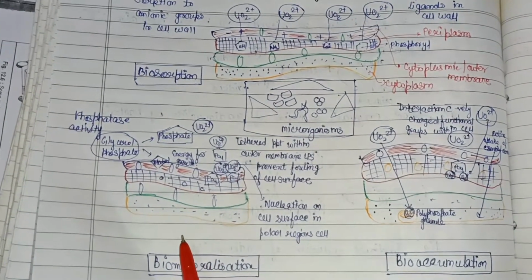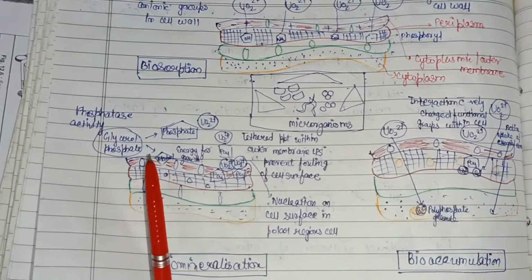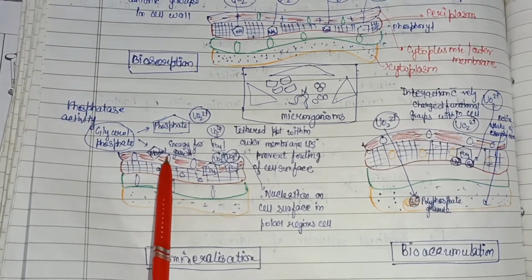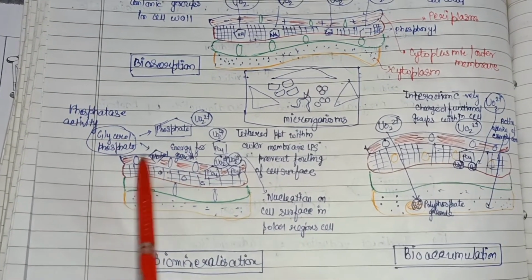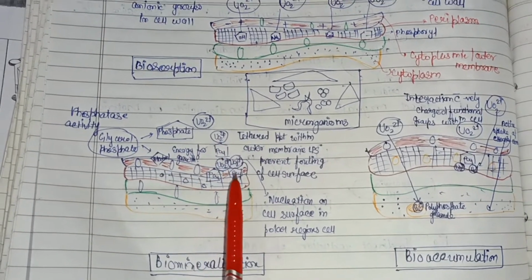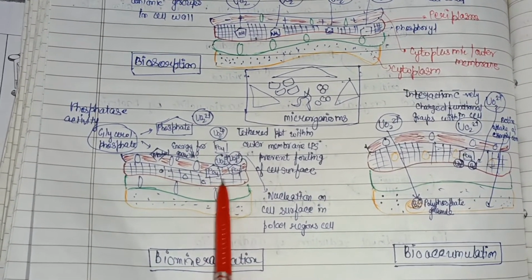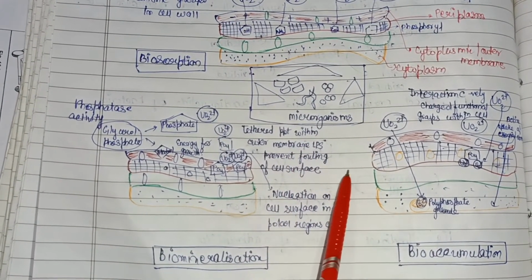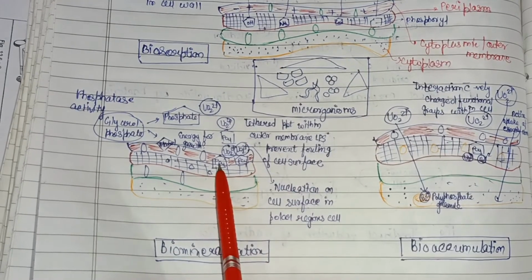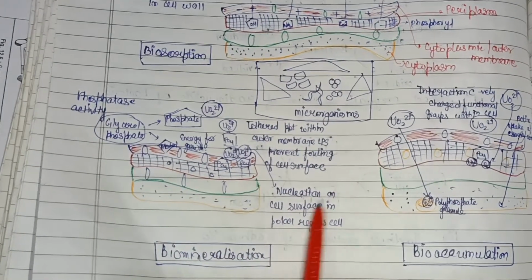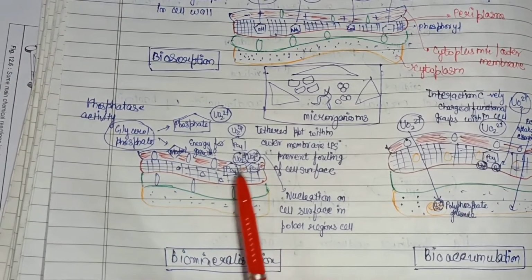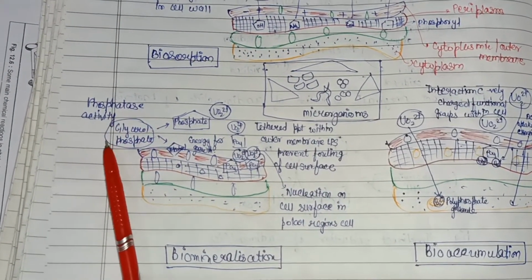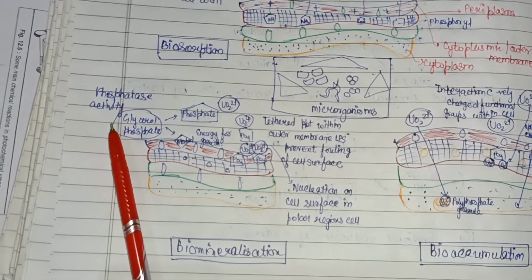In case of biomineralization, as we can see, glycerol phosphate is utilized, that is it will give energy for growth. And again ligands are present, these get attached to the phosphate or the phosphoryl group, tethered precipitate within the outer membrane, preventing the falling of the cell surface, that is it will not destroy the cell surface. Nucleation on the cell surface in the polar region, so here nucleation will take place, and phosphatase activity, that is the activity of the enzyme phosphatase, will be seen here.